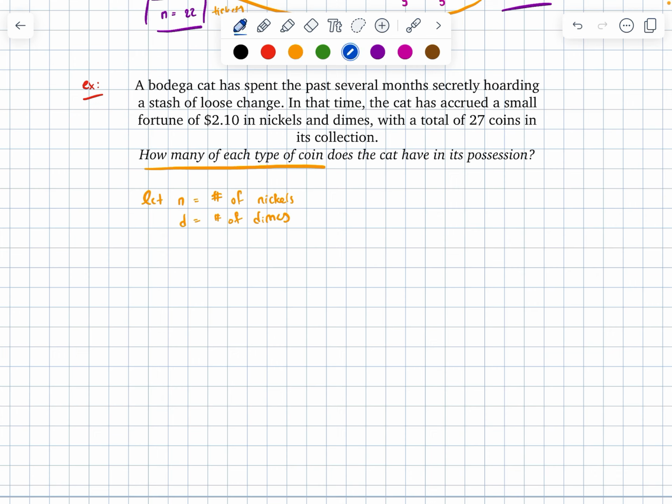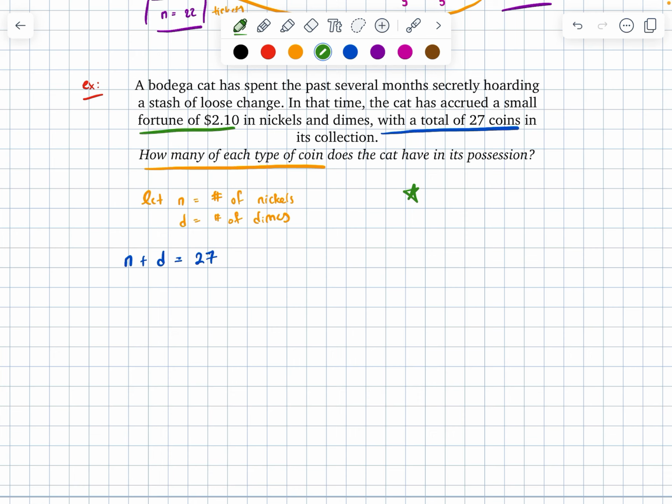D to represent the number of dimes. Now, if we're thinking about building some equations, at least one of them should be hopefully kind of obvious. We have a total of 27 coins in our hoard. So that means if I add the number of nickels to the number of dimes, that should be equal to 27. For the second equation in our system, though, something about nickels and dimes is important.